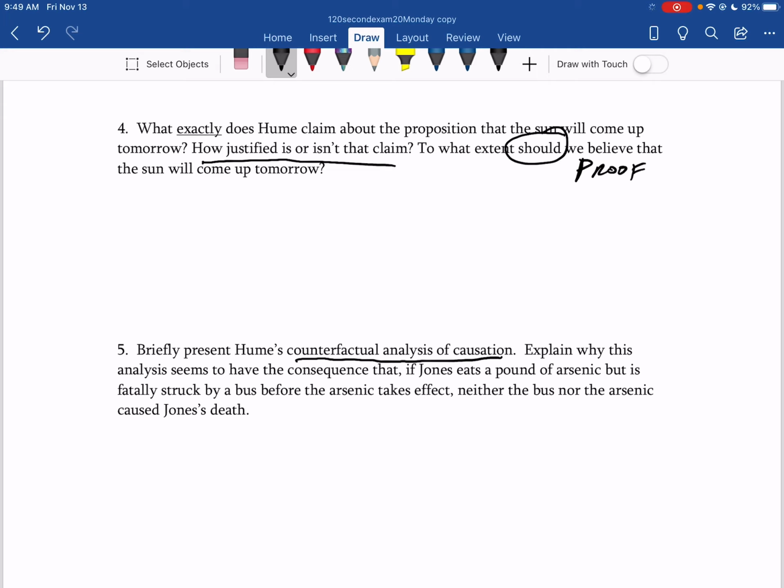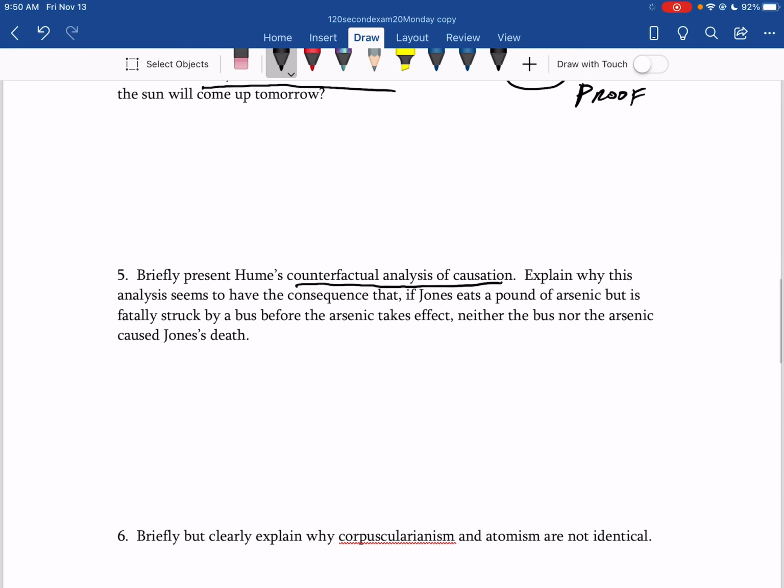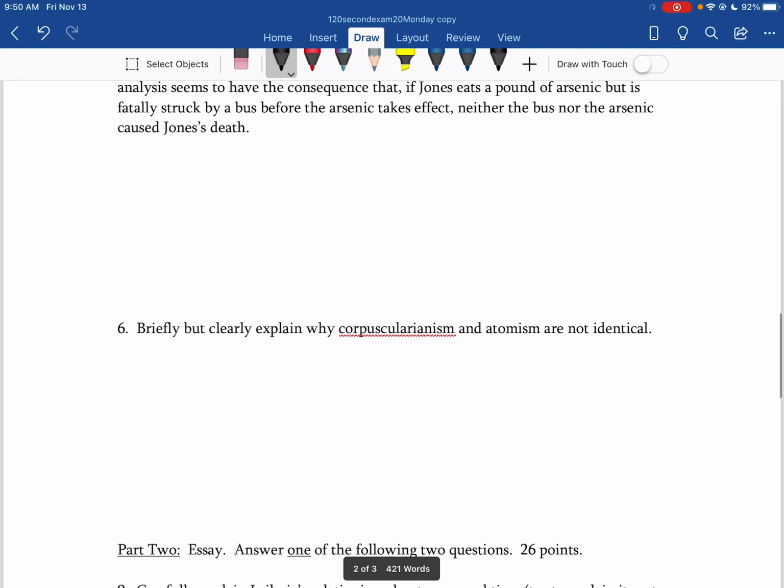Why does this have this untoward consequence? Well, if Jones hadn't eaten the arsenic, he still would have died because he would have been hit by the bus. So it doesn't look like the arsenic killed him. Had he not been hit by the bus, he still would have died, so it doesn't look like the bus killed him. So a more sophisticated counterfactual analysis would say the arsenic killed Jones if, and only if, had he not eaten it, he would have died at a somewhat different time or in a somewhat different manner, something like that. But we're only dealing with simple counterfactual analyses here.